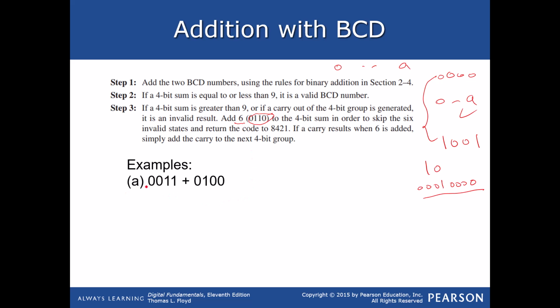Let's look at some examples. Let's say we want to add 3 plus 4. This is 3, this is 4. Simple binary addition gives us this, which is fine. It's 7. 3 plus 4 is 7. We know 7 is less than or equal to 9, so it's fine. But that's not always the case.